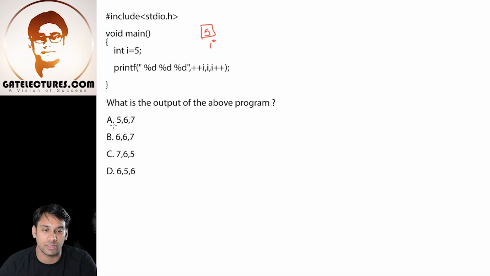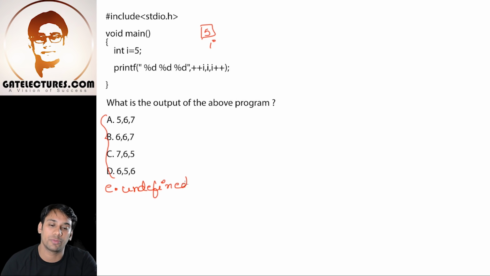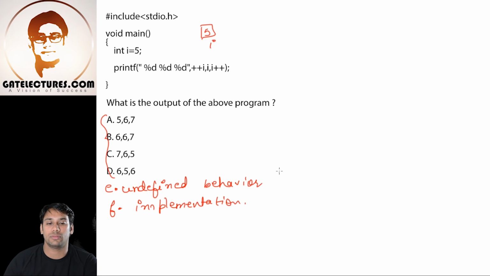Actually we have 4 options for this program, and all these 4 options are wrong, because there should be one more option, which is undefined behavior. Okay, and in some books they have also given an option like implementation dependent, etc. So they have given this option also.